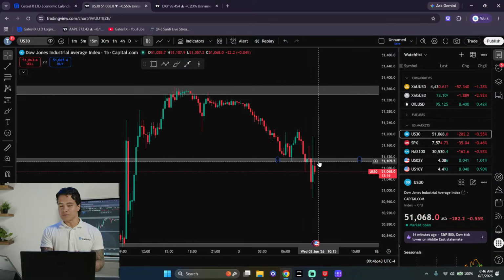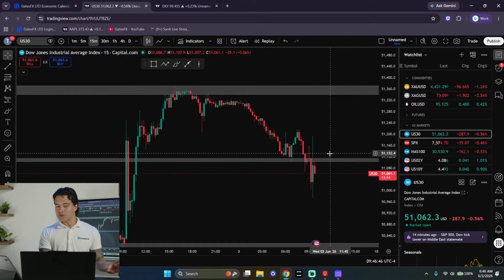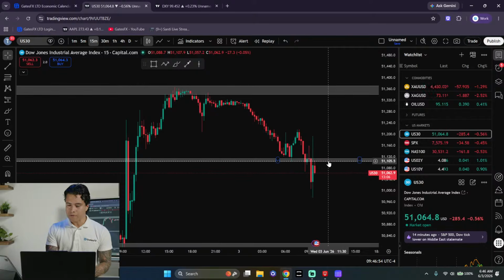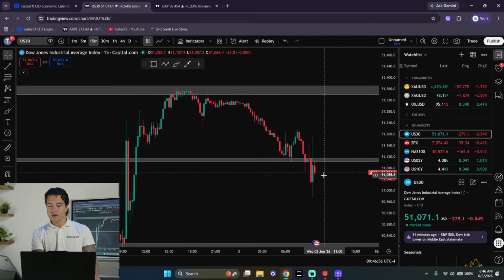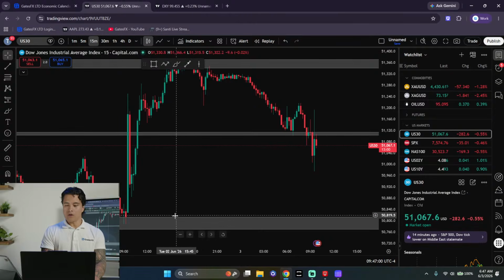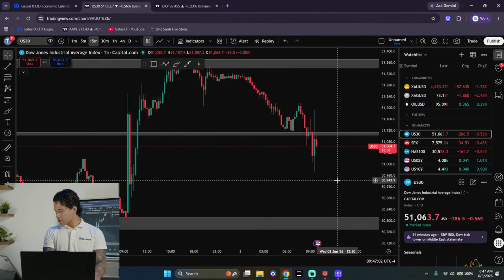15-minute candle still closing below. So in terms of buys, no validation there. We're still closing below this area. That means sellers are still more in control, with more momentum on the seller side. Below 51 100s, let's just continue to look out for new lows being created, maybe even a correction of this move if we continue to break these lows.